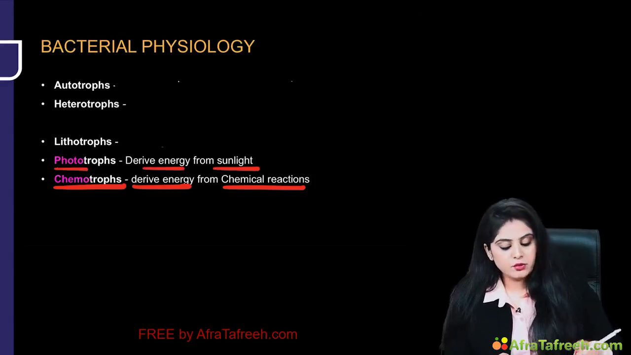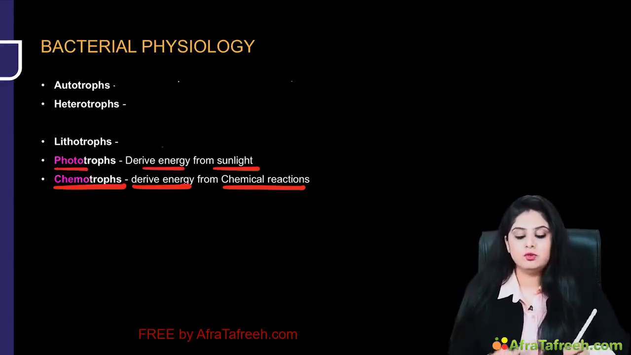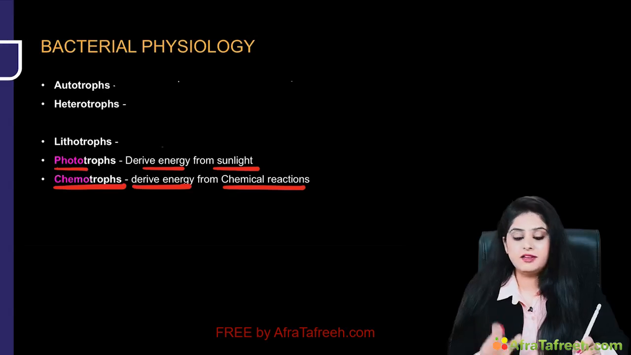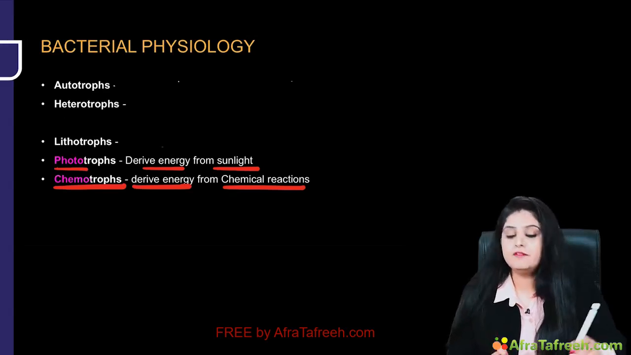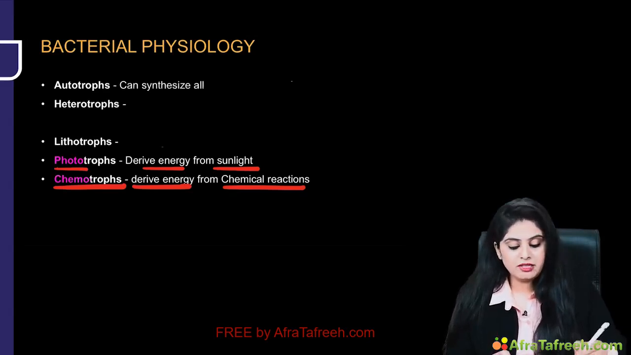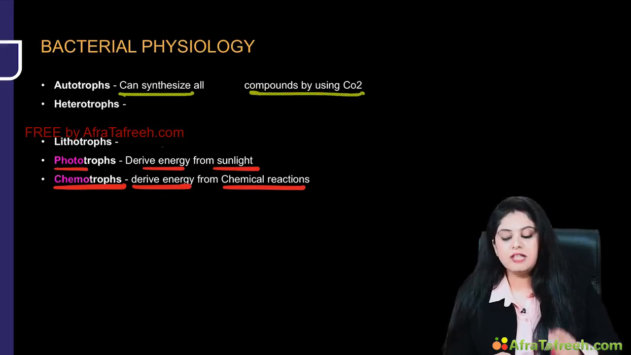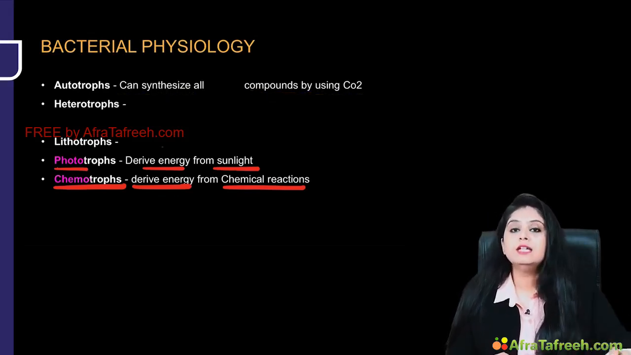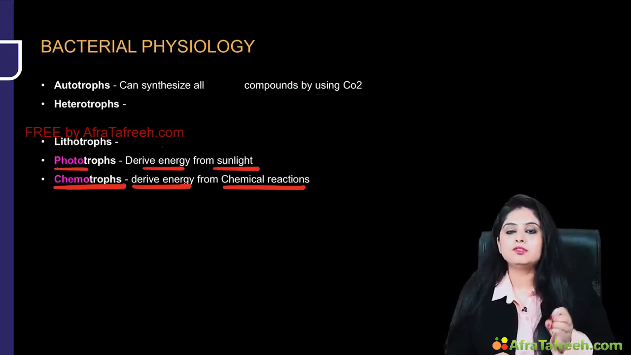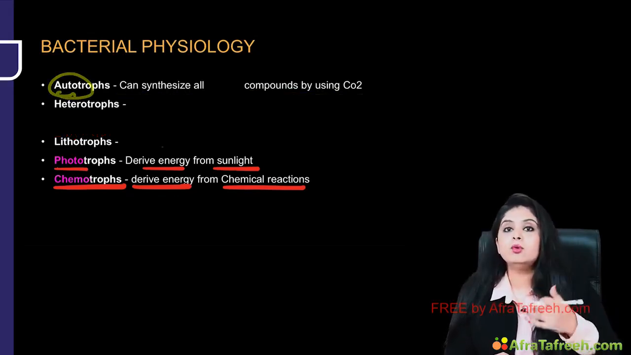Okay. What is going to be autotrophs? Auto means something same, self. Hetero means something different, and litho will mean something inorganic. So let's start. Auto means that they are going to synthesize all their compounds by using the CO2 on their own. So they will make their own compounds. Auto means I am making my own food.